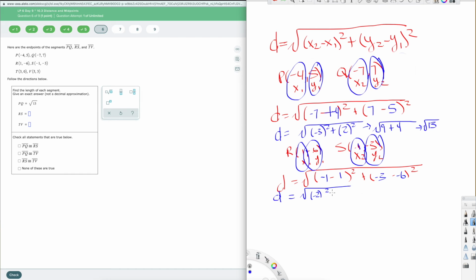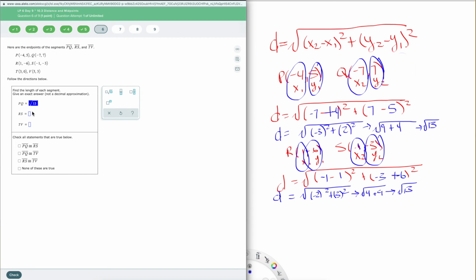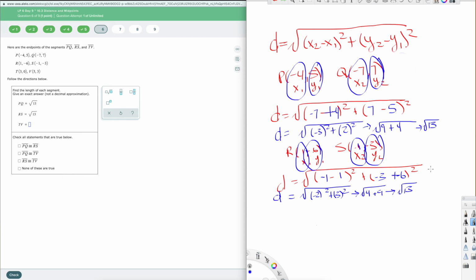Plus negative 3 minus negative 6. Remember, that's going to be a plus, because the two negatives negate each other. So I end up with 3 squared. Negative 2 squared is 4, because negative 2 times negative 2 is 4, and 3 squared is 9. Look at that, I'm ending up with the exact same thing, so I'm going to be lazy and copy, paste.